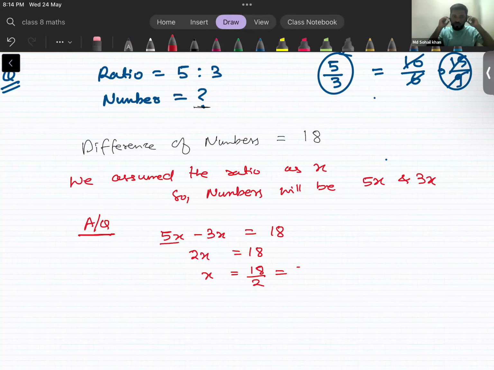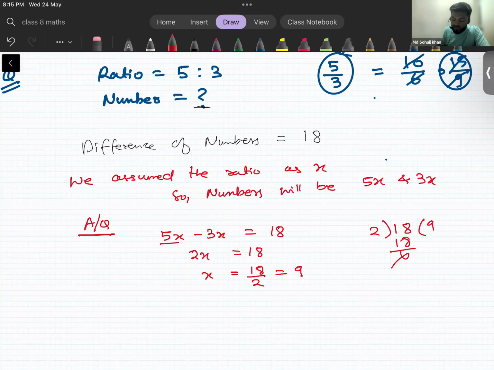What are you doing, Ahmed? These are basic division calculations and you are making a mistake at that also. If you divide 18 by 2, do you get 6 or 9? Our answer here is 9. You need to work on your basics.